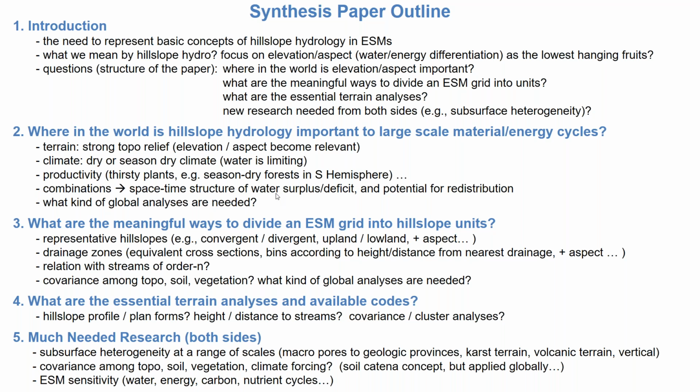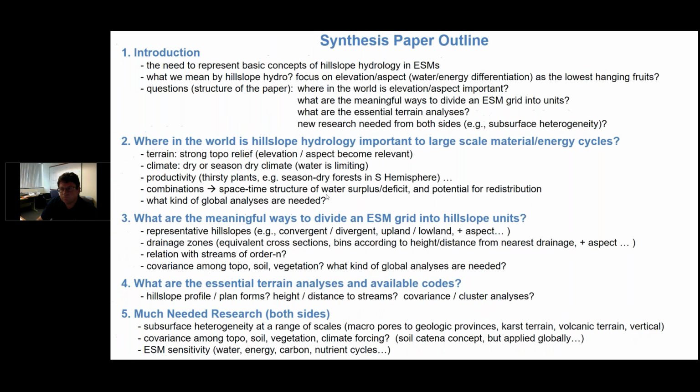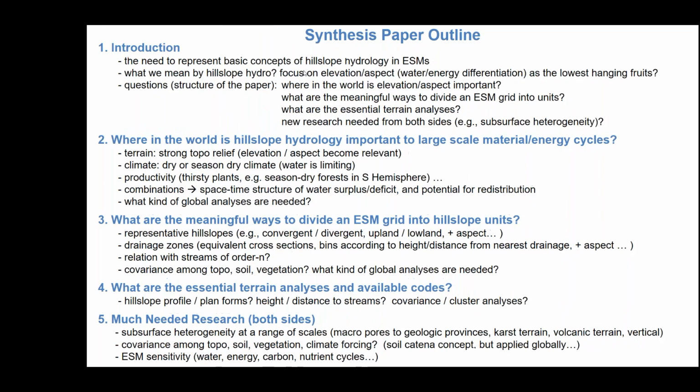I think these are the kind of thoughts we need to think through carefully and then lay out what kind of global analysis is needed. Do we have a good global picture of where this is important? How do the terrain, climate, and productivity combine, interact, and intersect to create those checkerboards, where you have places that this hillslope process is critically important, and places that are not so important? I think this is an important global picture for us to have before we plunge into the nitty-gritty details.